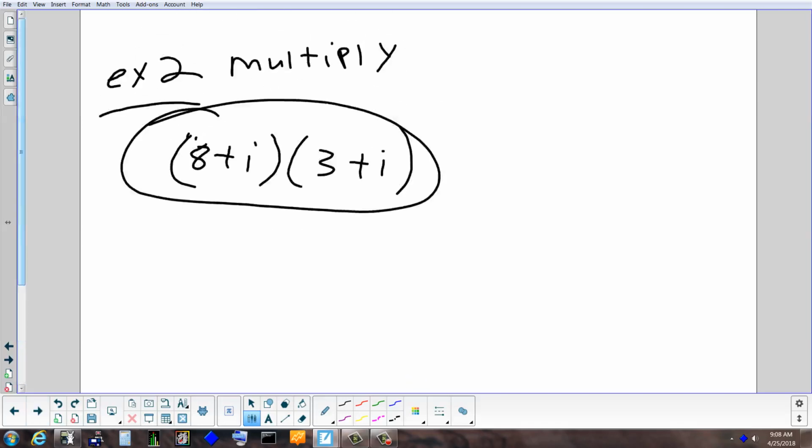So we have (8 + i)(3 + i). Right, so Tanner, what would be the first two things I multiply together? 8 times 3 and 8 times i. Yeah, so 8 times 3, 8 times i. Okay, so we got that. Sam, next thing I would multiply? i and 3. i times 3, and what's i times 3? 3i. Yep, just 3i.